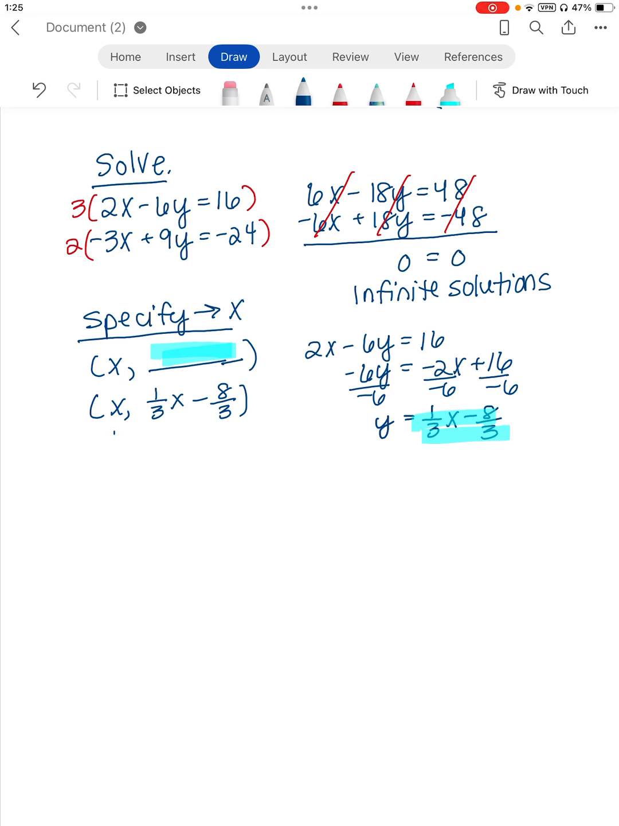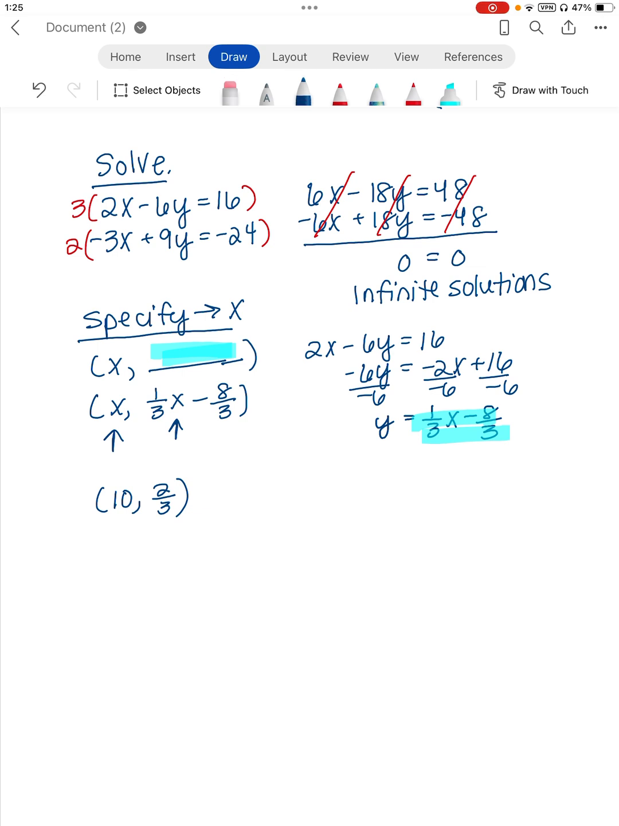So I get to pick whatever number I want for x. Let's say I pick a 10. Then I would plug that in there, and that would generate a solution. So that would generate the solution 10 comma 2/3. And if I want another solution, then I would pick another number.